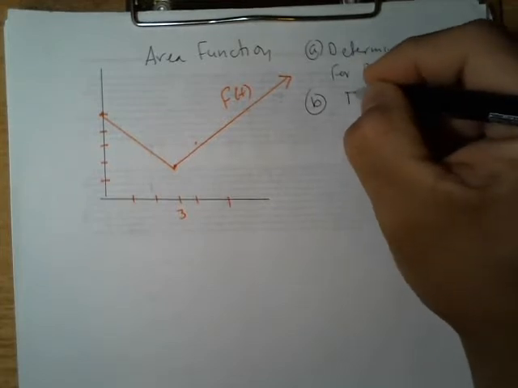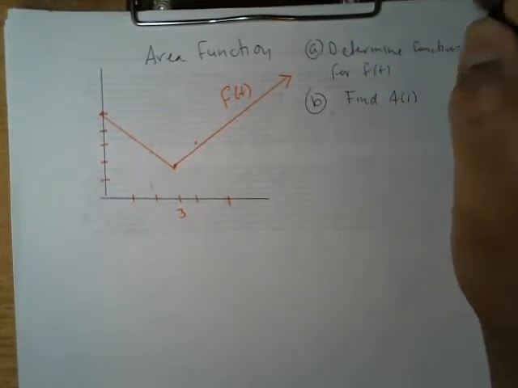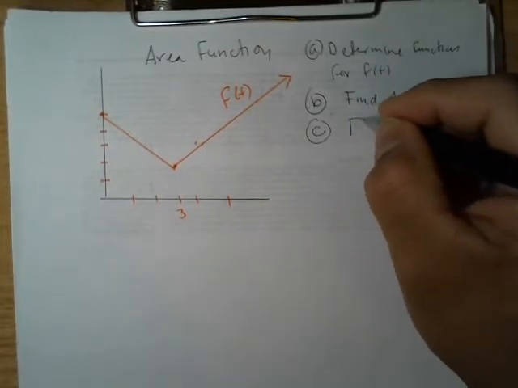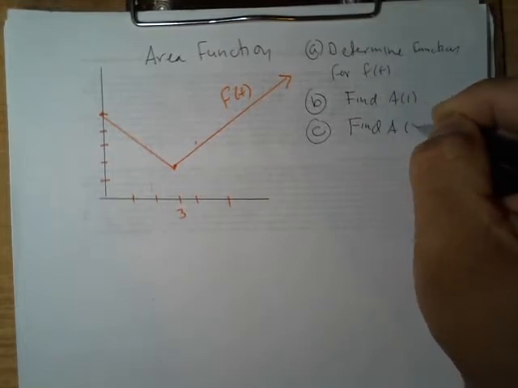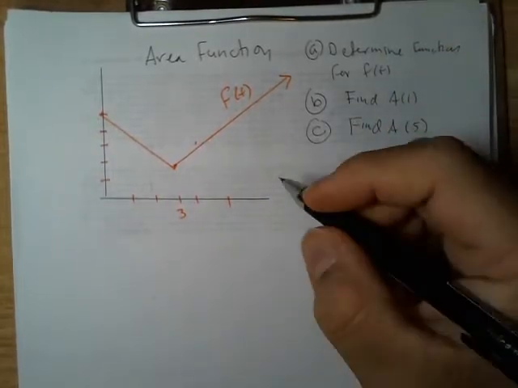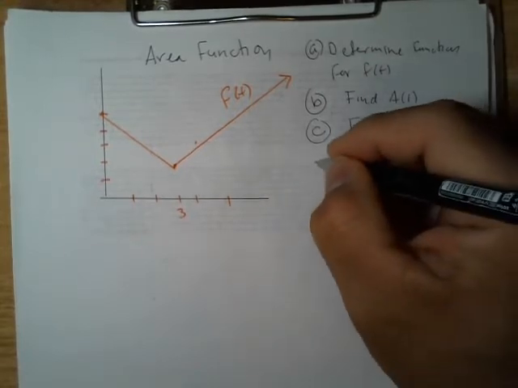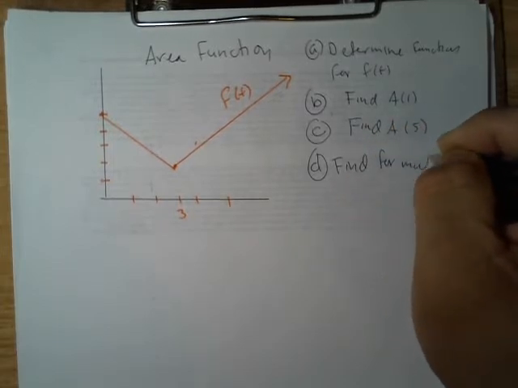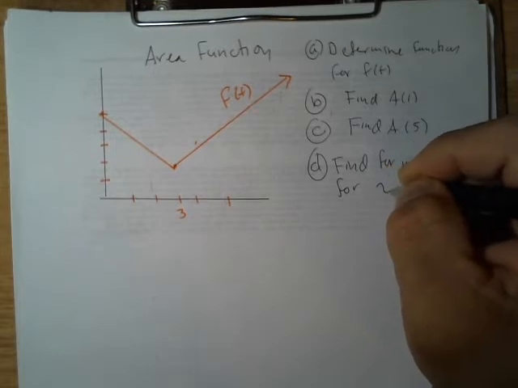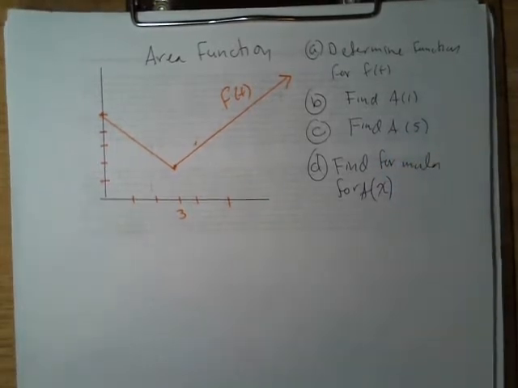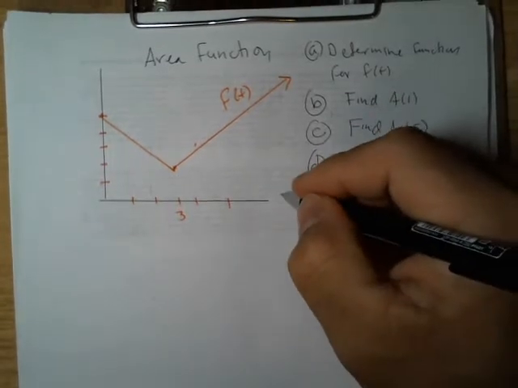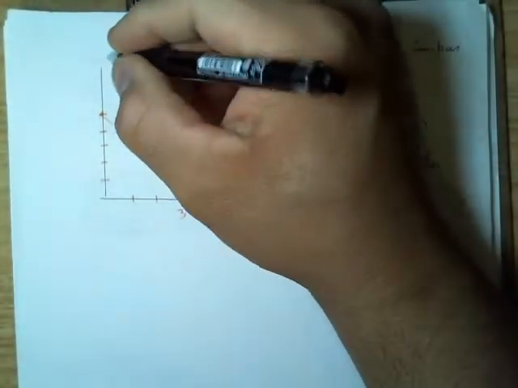B, find a1, which will calculate the area at x is equal to 1. C, find a5, and that'll calculate the area at 5. And then finally D, find a formula for just any value of x that calculates the area. So if I give it 2, I can plug it into this formula, and then it'll give me the area under the curve between the t-axis and the curve f of t.